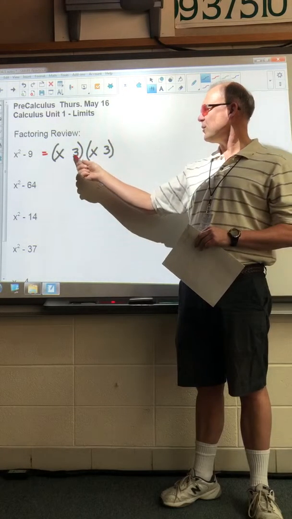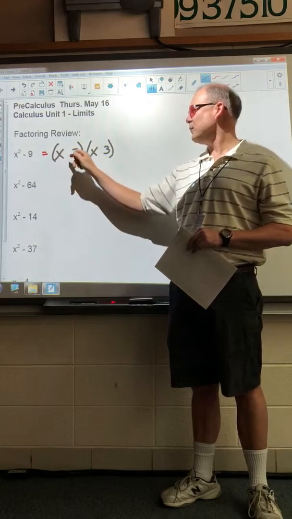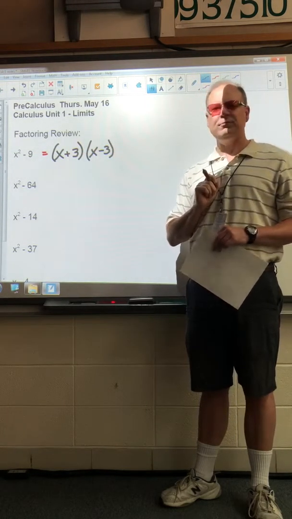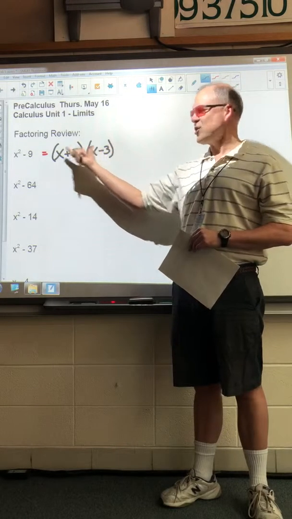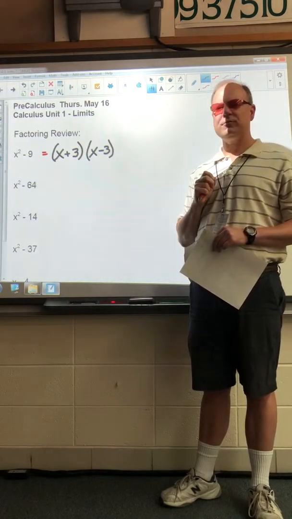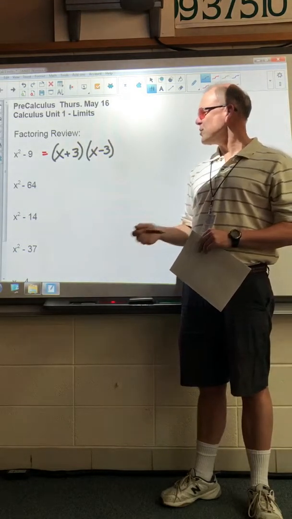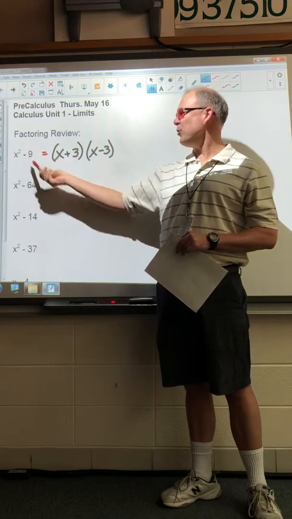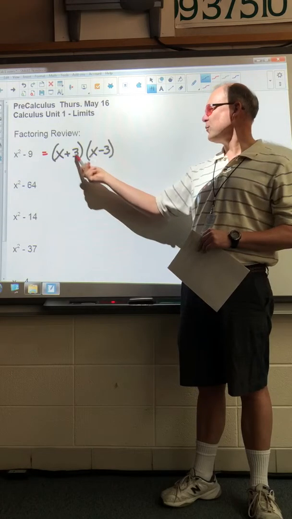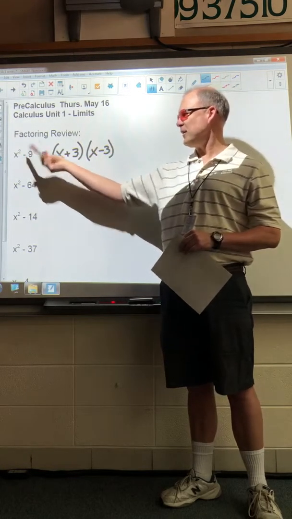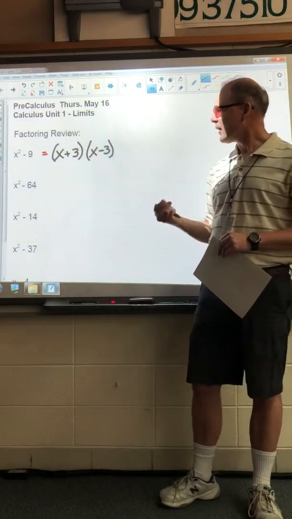And then if these are going to multiply to be negative 9, one of them would be positive and one of them would be negative. The factors are conjugates of each other, which we've seen throughout the year. That's why there's no middle term when you FOIL. You got your x squared, you got your minus 9, but negative 3x and positive 3x add up to 0. Okay.